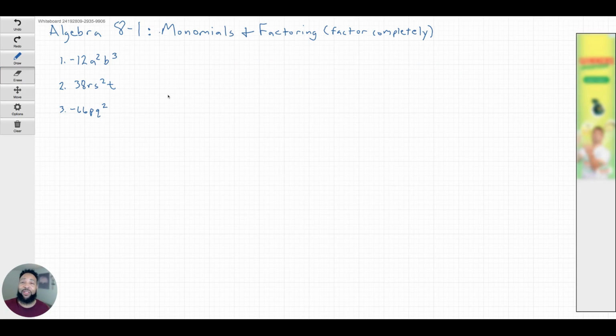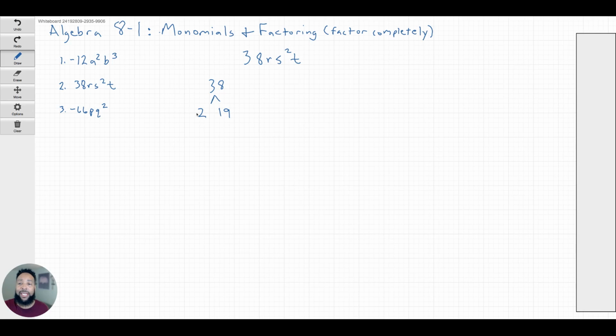Okay, our next problem is 38 r s squared t. So let's write that down. We have 38 r s squared t. If I want to break down the number 38, we have 2 times 19. So there are no other numbers to break this down with. We can't break up the 19. 2 is our prime number. The only other way to break that down is 1 and 2.